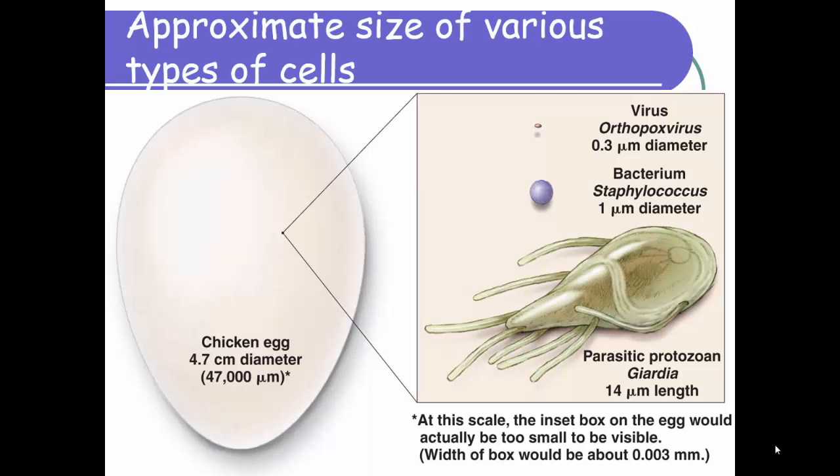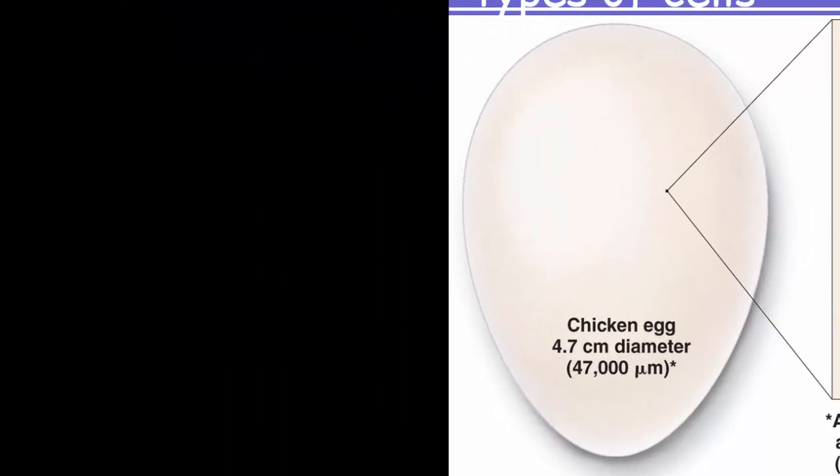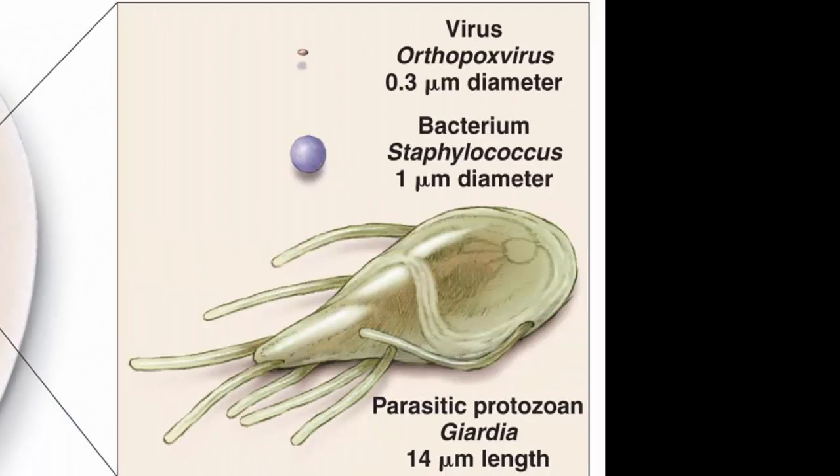In microscopy, size does matter. This slide shows the average chicken egg at about 4.7 centimeters or 47,000 micrometers. The funny looking little u is the Greek letter mu, and this designates micrometers. If you look at this little tiny square enlarged, you will see the different sizes of organisms such as Giardia, Staphylococcus, and orthopox virus.